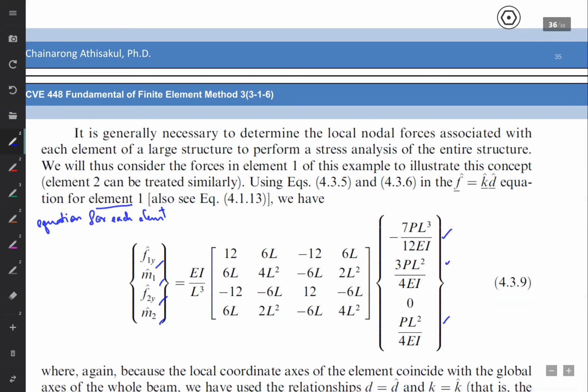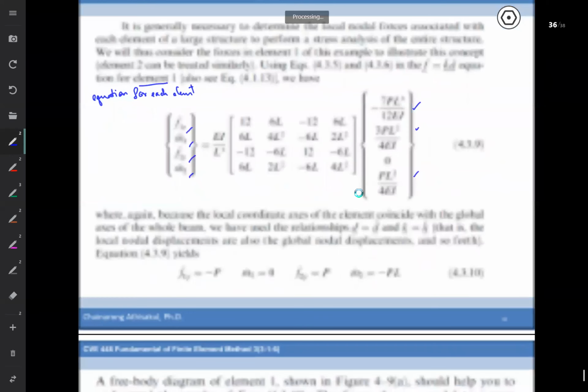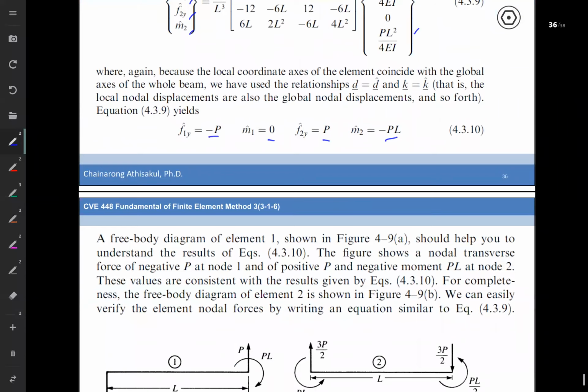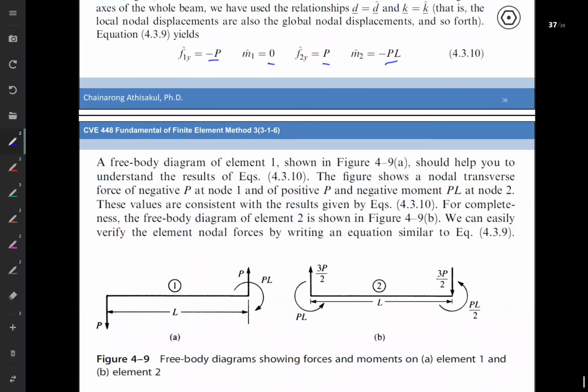and M2. According to this, we find that F1y equals minus P, which is equivalent to the applied load. M1 equals 0. F2y equals P. M2 equals minus PL. And then according to this, we can use the solution that we obtained over here to draw the free body diagram. This is for node number 1, for element number 1. The process for element number 2 is the same.